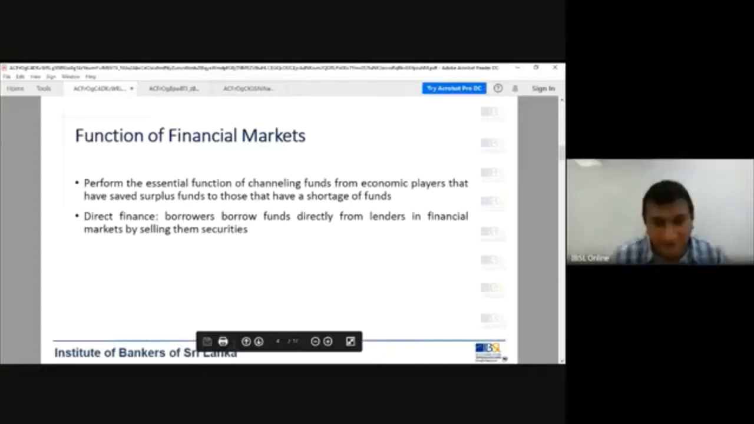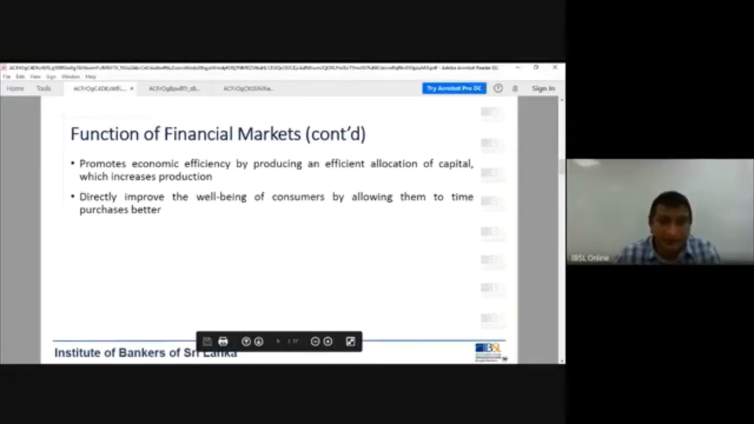So direct financing is also another major function of financial markets. Okay, so channeling funds from surplus units to shortage units, and then direct finance. These are major functions of any financial markets, right? Then promotion of economic efficiency, by producing efficient allocation of capital.